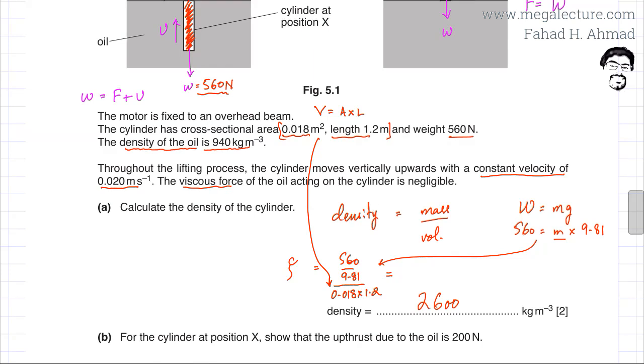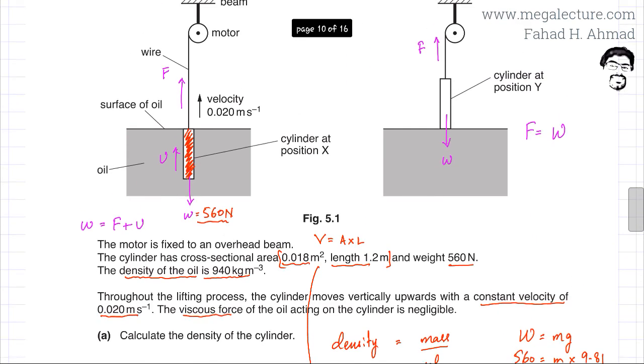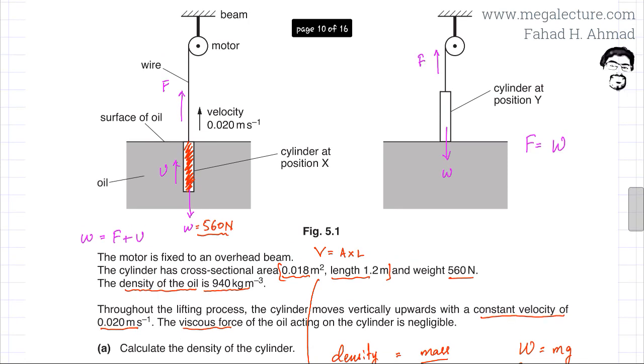In the next part of the question, you're being asked about the cylinder at position X. For the cylinder at position X, show that the upthrust due to the oil is 200 newtons. We need to find the upthrust due to oil. So going back to my diagram, this is the cylinder that's at position X. The first thing we need to know is how much oil is displaced, because the upthrust is caused by the displaced oil. So we need to figure out the amount of displaced oil.